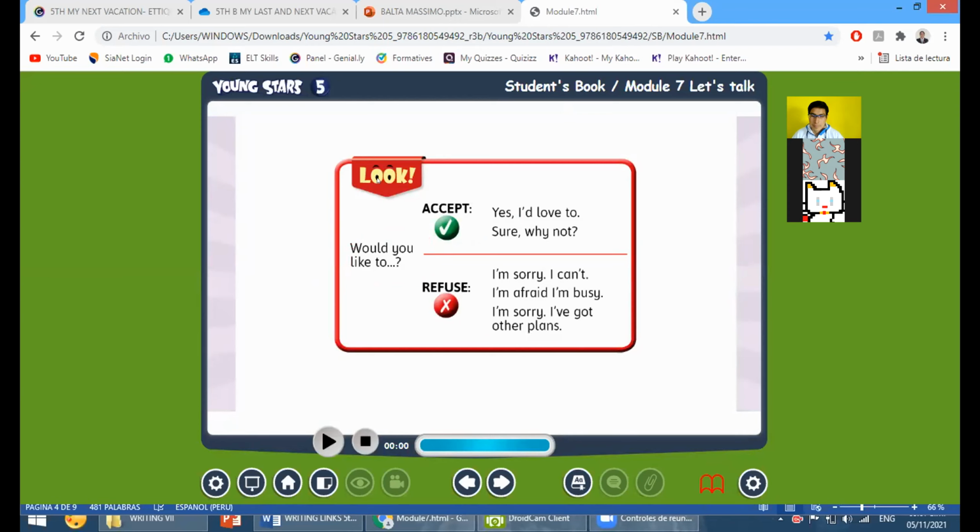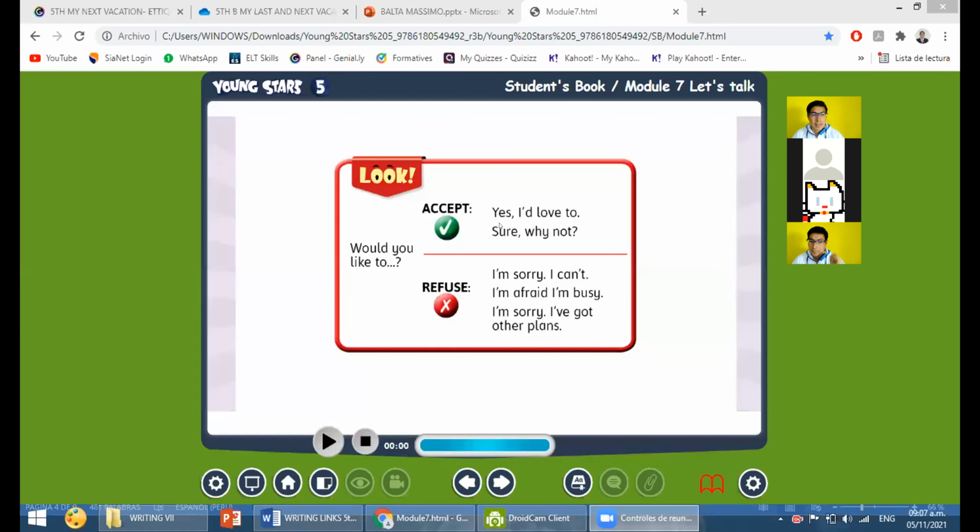Would you like to have a pizza? Yes, sure. Why not? Good. Then you can continue. No, let's meet at 3 o'clock, or let's meet on Saturday, on Sunday. You can talk more. Would you like to play Roblox? Continue with invitation. Please, Jose Carlos, for Ricardo.